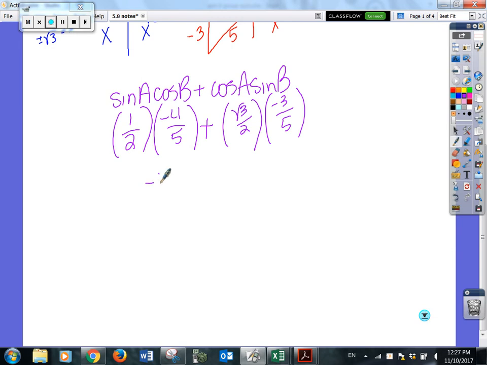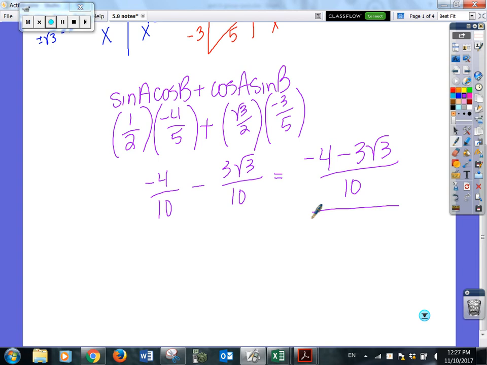So over here we have -4/10 minus, because plus a negative, 3√3/10. Because we have a common denominator, we can go ahead and combine those. And there's your answer.